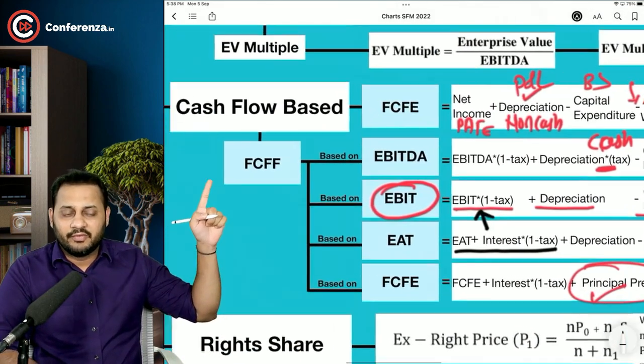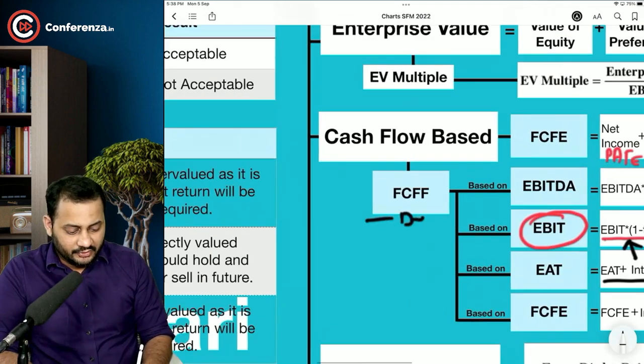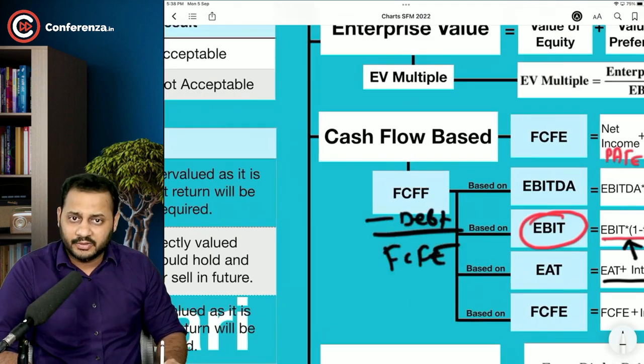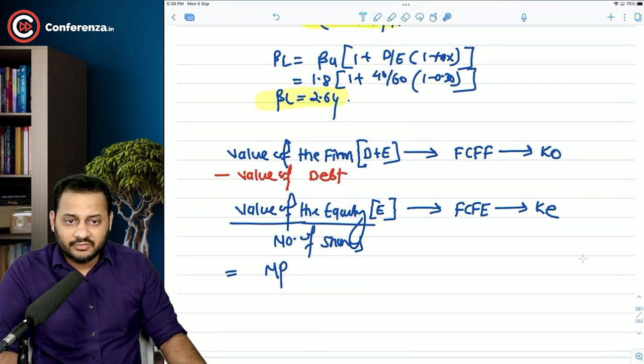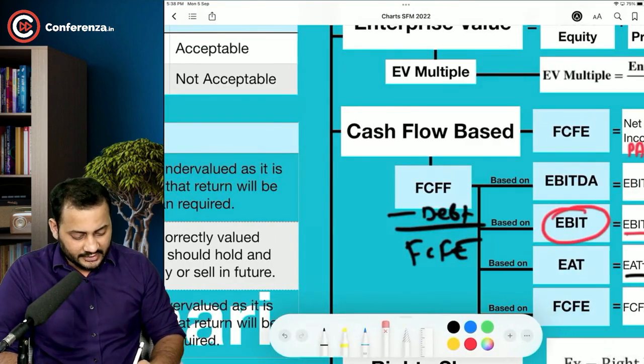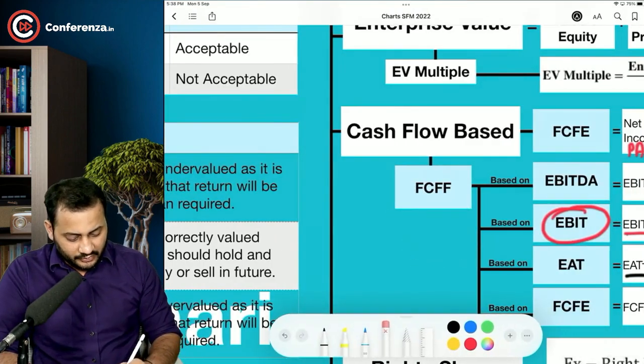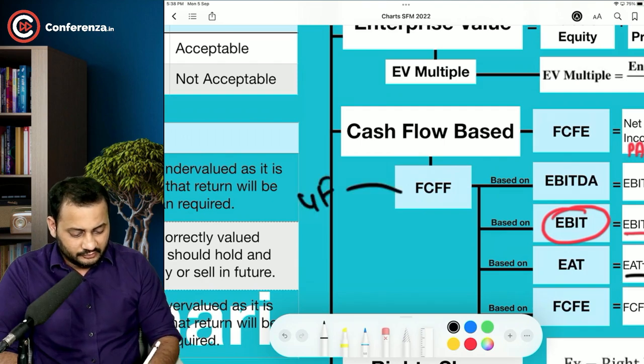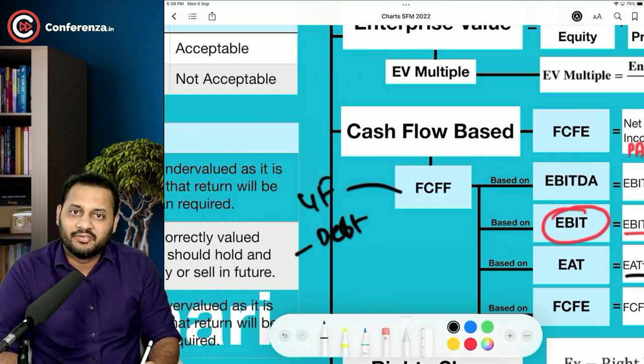Once you calculate that free cash flow to firm, you can reduce the value of the debt out of it and you can arrive at free cash flows to equity. It's very simple. But understand, not directly: once you calculate the value of the firm through free cash flows to firm, then you can deduct debt out of it, not out of free cash flows.